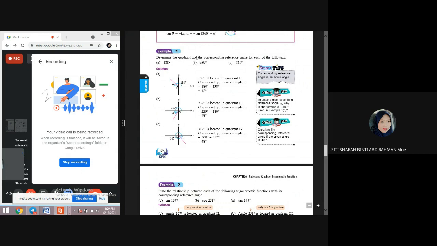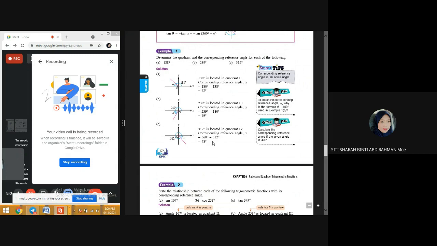And for B, 239 degrees. So 239 degrees is in quadrant 3. So to find the corresponding reference angle, we will use 239 minus 180. So the reference angle here will be 59 degrees. And next, 312 degrees is in the fourth quadrant. So for the fourth quadrant, we will use 360 minus the angle given, which is 312. So the corresponding reference angle will be 48 degrees.